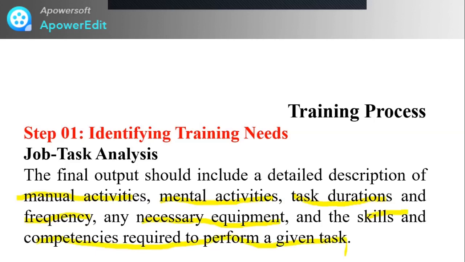Through this job task analysis, we can find what the manual activities are, what the mind-oriented activities are, what the task durations are, the frequency of the tasks or activities, and any necessary equipment, tools or machines, and skills and competencies required to perform a given task.